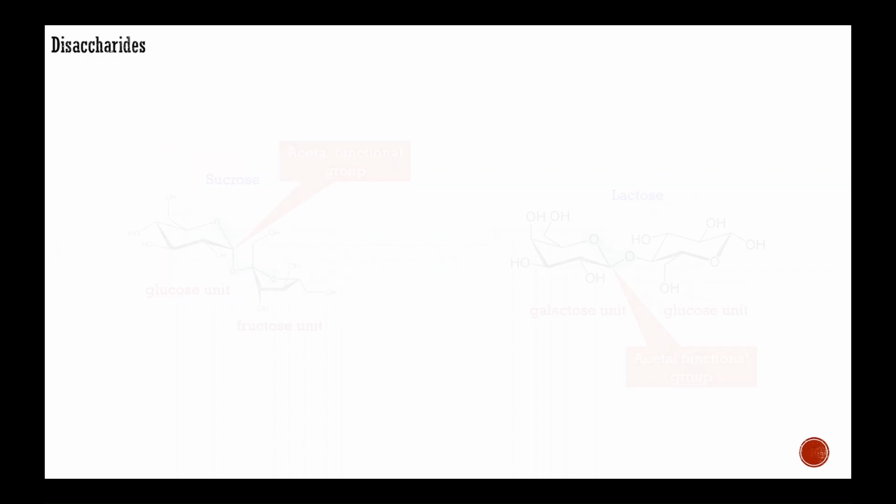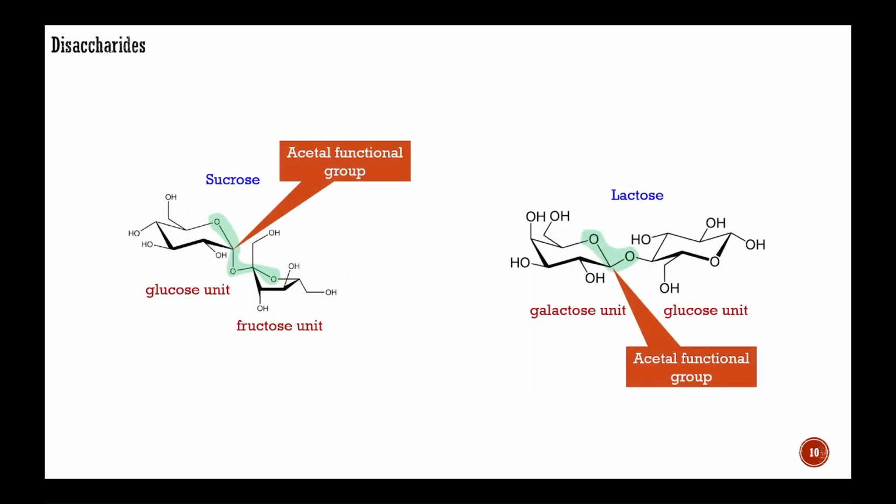For example, table sugar, also known as sucrose, is a disaccharide composed of glucose and fructose. Similarly, milk sugar, known as lactose, is a disaccharide composed of glucose and galactose.